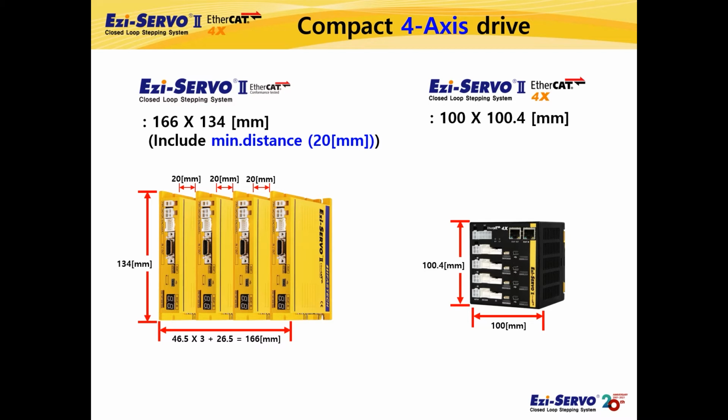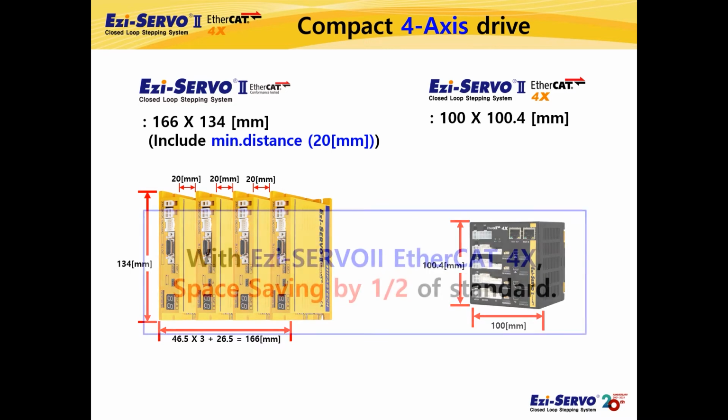If you see 4 standard products stacked on the left, the width is 166 mm and the height is 134 mm. This number is for simple comparison, and when you install the drives in actual machine, you might need more space because of cable wiring and space between products. On the other hand, in the case of the 4-axis drive on the right, the width is 100 mm and the height is 100.4 mm. Compared to installing 4 standard products, the installation space is reduced by half.